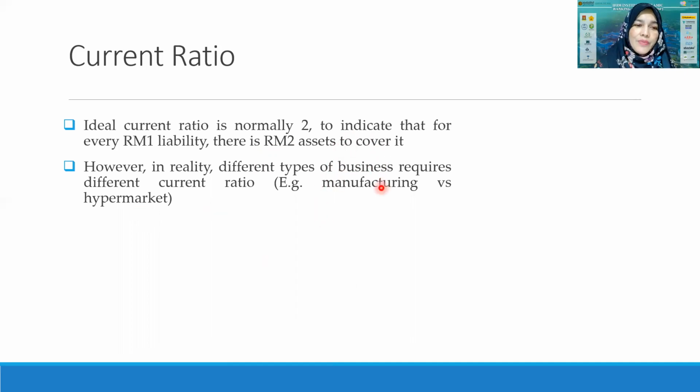In reality, different types of business require different current ratios. Some companies seem illiquid, but some companies can be very liquid. So different types of industry will have different ratios, for example, manufacturing versus hypermarket. Hypermarkets are usually very liquid because their assets are mostly made up of current assets and current liabilities. Manufacturing sometimes has a lot of assets, usually fixed assets like machinery and plant, so that's why they are not that liquid.